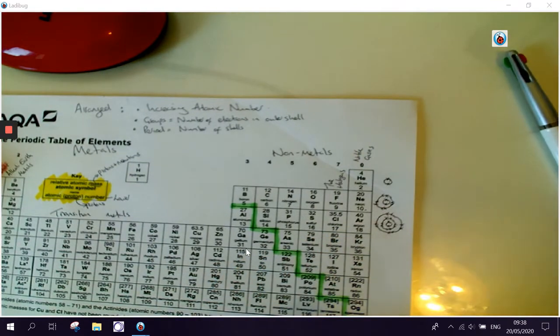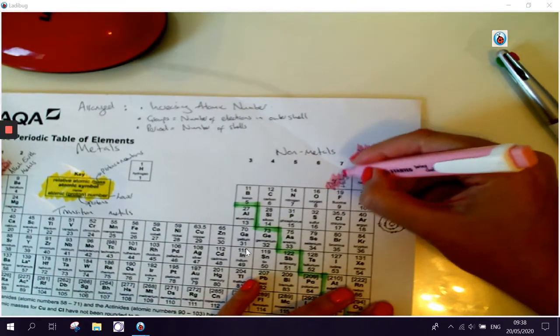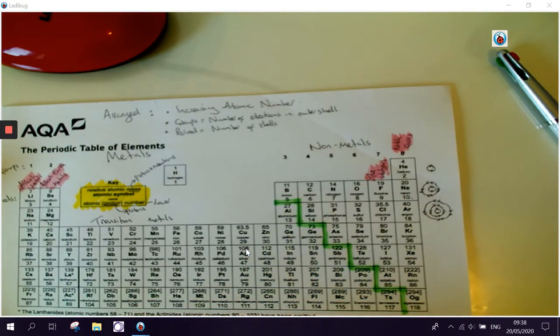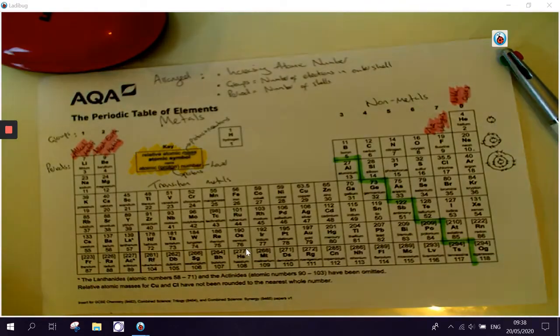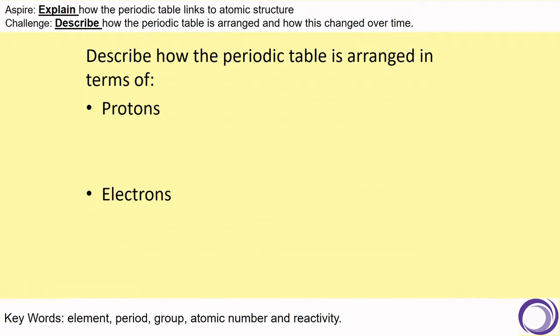Remember that group 0 is unreactive because it has a full outer electron shell. So there we go. That's our annotated periodic table. So now I'd like you to describe how the periodic table is arranged in terms of, first of all, protons, and then how it's arranged in terms of electrons.